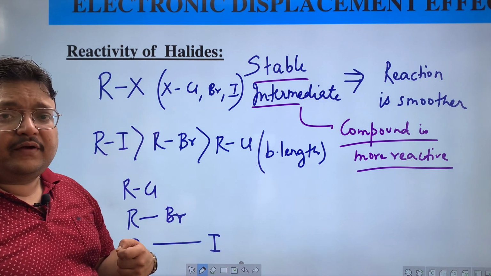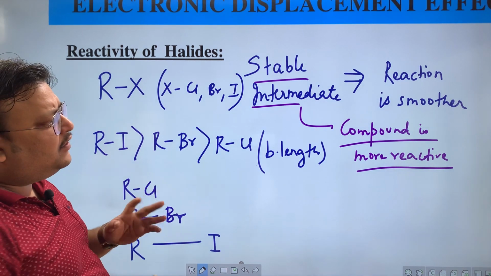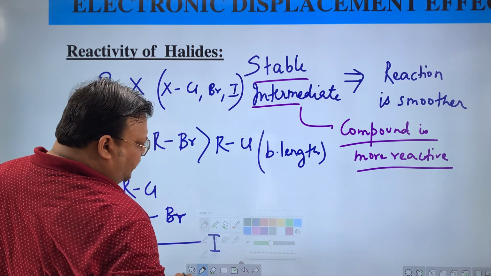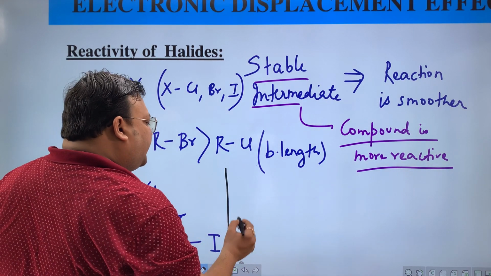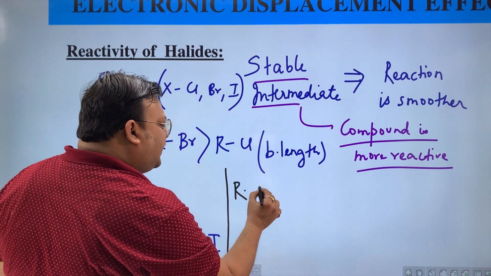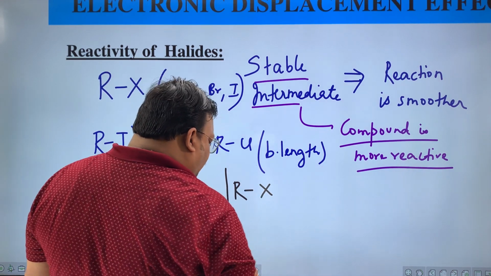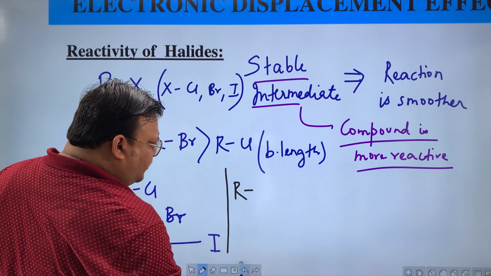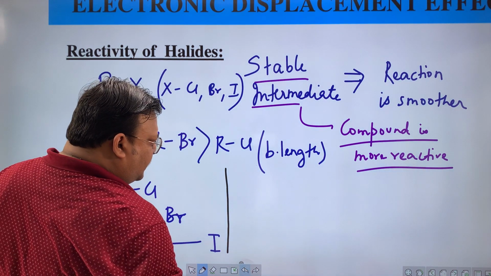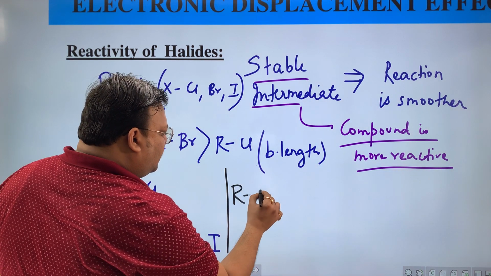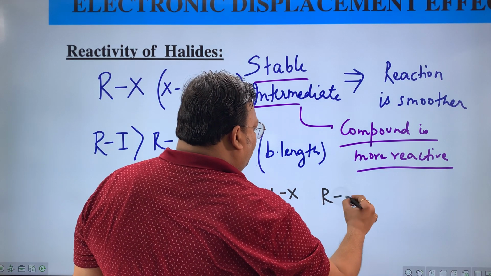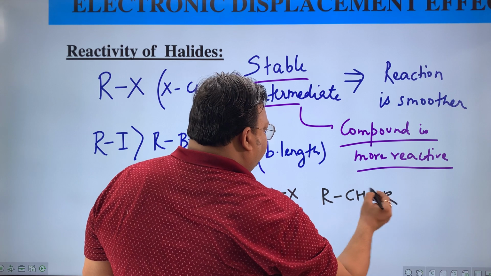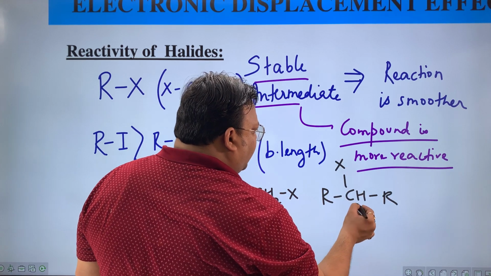What we are up to is relating the reactivity of halides with the stability of carbocation. Now halides could be of the following types. It could be a 1 degree halide, or it could be a 2 degree halide. I'll write a 1 degree halide like this. I'll write a 2 degree halide like this. So this is a 2 degree halide because it's attached to a 2 degree carbon.